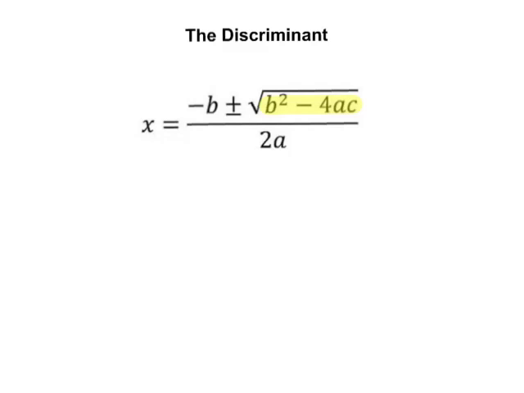You should be familiar with the quadratic equation x equals negative b plus or minus the square root of b squared minus 4ac all divided by 2a. And we use this to solve quadratic equations. Now the discriminant is this part here that's underneath the square root. And you should be familiar with the discriminant. This bit actually tells us how many solutions there are to a quadratic equation.